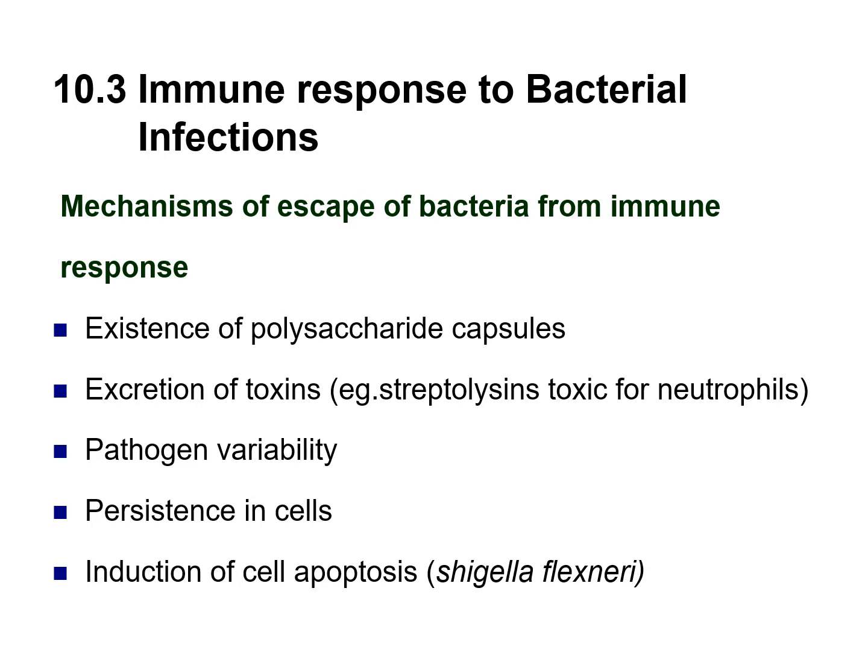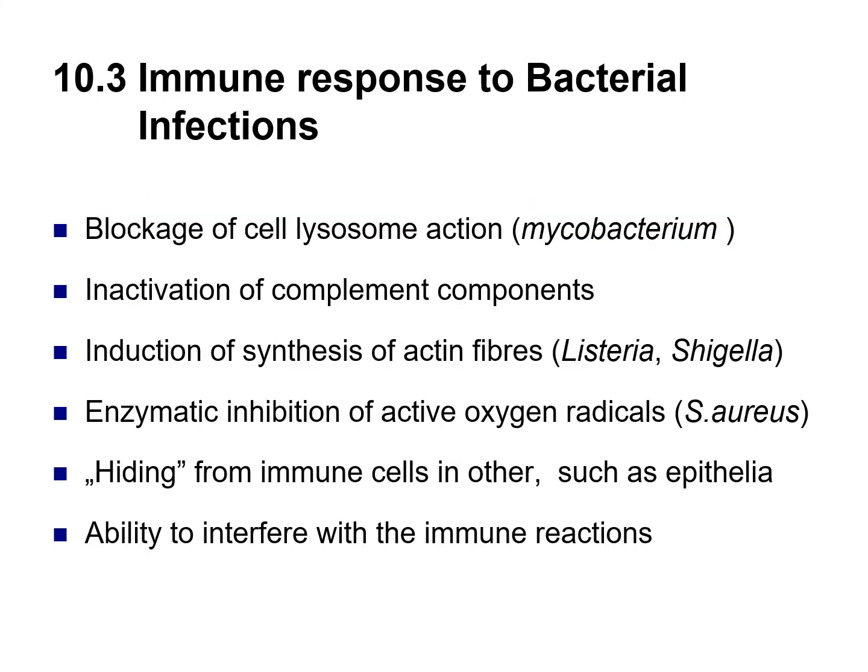There are certain mechanisms that allow bacteria to escape from immune response. This includes the presence of a polysaccharide capsule that delays phagocytosis, the ability of bacteria to produce toxins, their ability to persist within the cells, and their ability to induce cell apoptosis. For example, Shigella flexneri. Furthermore, they can also block the action of lysosomes. For example, Mycobacterium. They can inactivate some components of the complement.